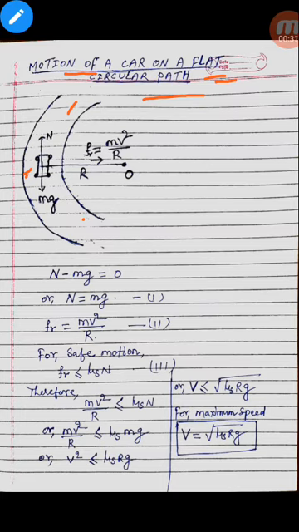When the car moves on a circular path, three forces act on it. One force is its weight mg in vertically downward direction. Another one is the normal reaction force in vertically upward direction.